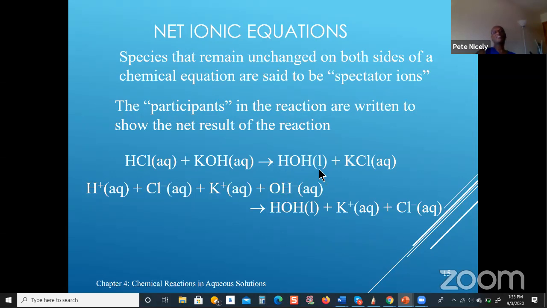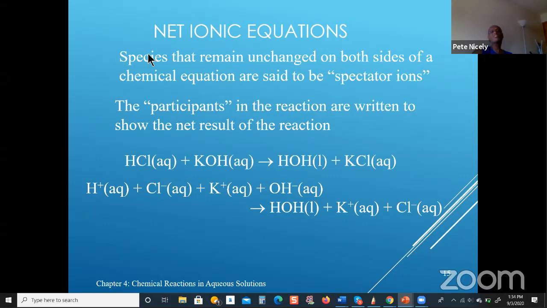The water is a molecule. It's not ionic. So therefore, it will not dissociate. So therefore, the H2O will remain undissociated as shown here. And then we get to the potassium chloride. Potassium chloride is an ionic compound. Any ionic compound that is dissolved in water will dissociate. And we know that this is soluble in water because we have (aq) right here. So therefore, KCl will split up to form K+ and Cl-. Okay, so this second equation here, we call it the ionic equation.